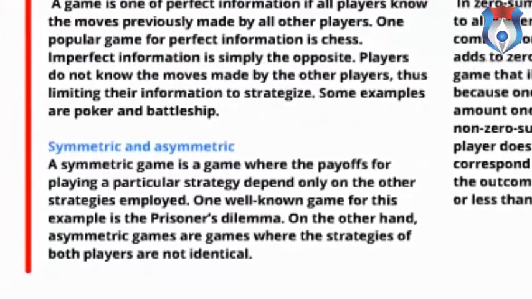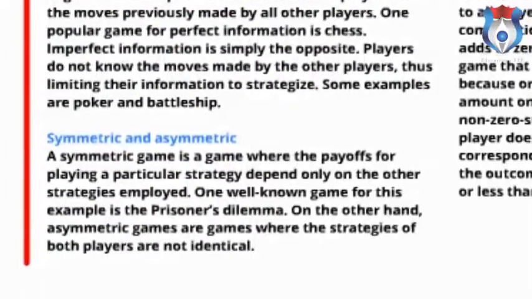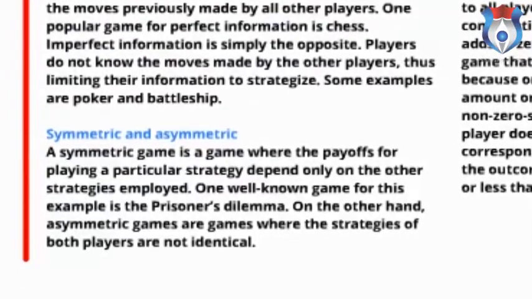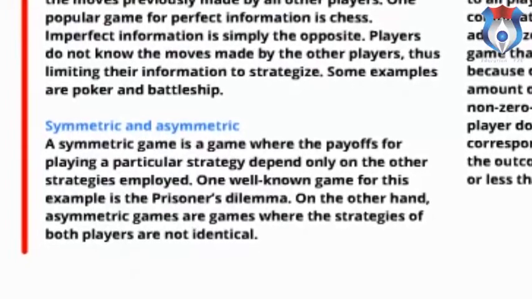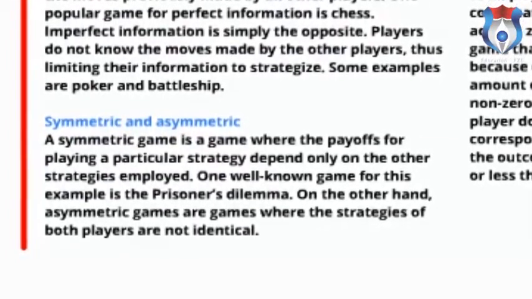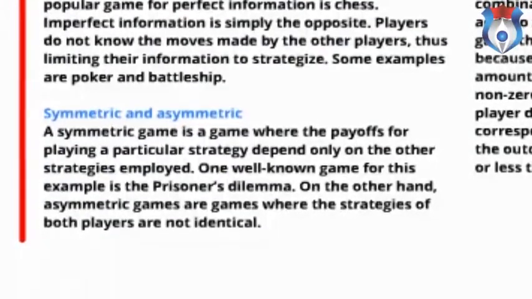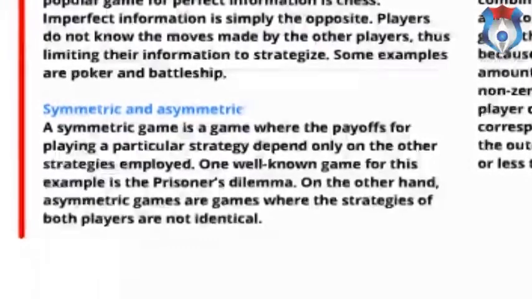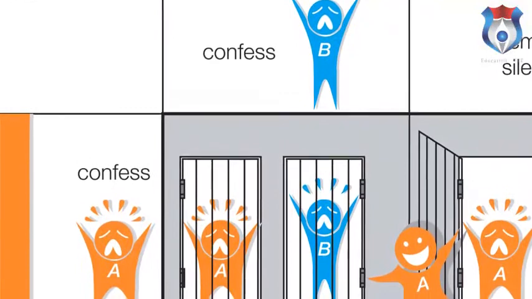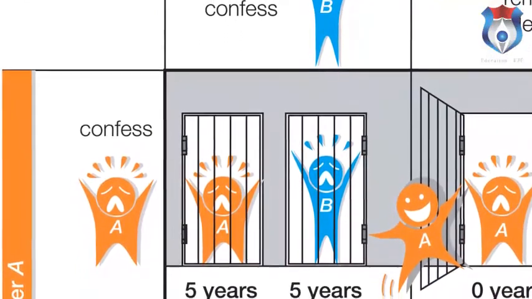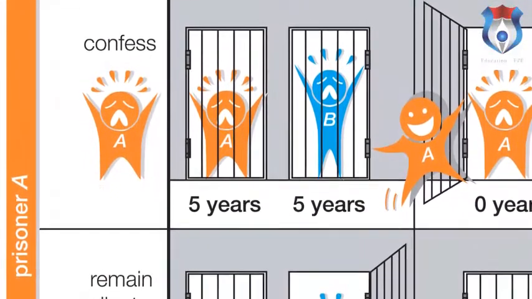Symmetric and asymmetric. A symmetric game is a game where the payoffs for playing a particular strategy depend only on the other strategies employed. One well-known game for this example is the prisoner's dilemma. On the other hand, asymmetric games are games where the strategies of both players are not identical. A symmetric game is a game where the payoffs for playing a particular strategy depend only on the other strategies employed, not on who is playing them.